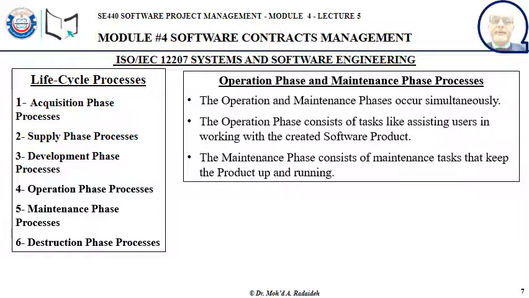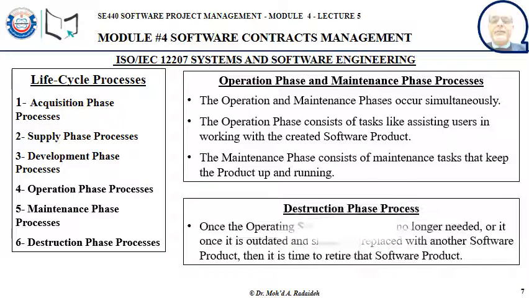Now, the last phase is the destruction phase. In the destruction phase of processes, once the operational software product is no longer needed, we simply retire it. We just put it aside. We no longer use it, and that's the end of life of the software.